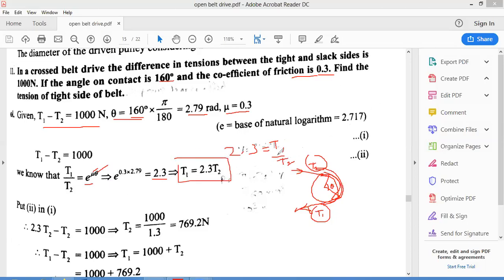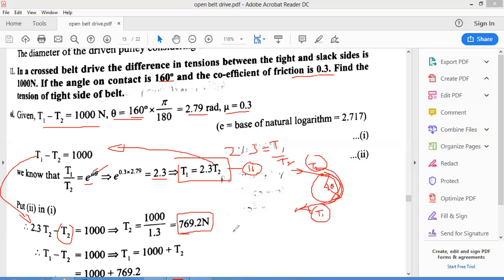Once we get this equation, substitute it over here. T1 can be replaced by 2.3 times T2. So 2.3 times T2 minus T2 is equal to 1000, and we find out the value of T2. When we resolve this equation, T2 is going to be 769.2 newtons. That is the value of T2.